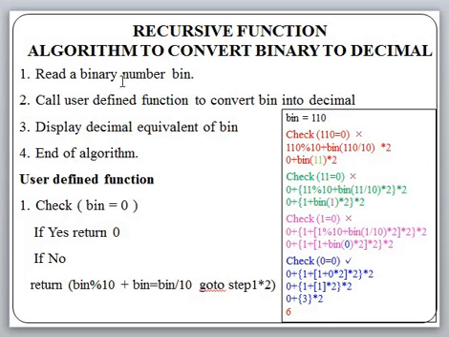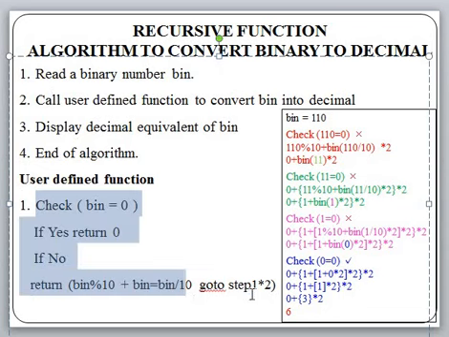Now let us consider a value for this algorithm. Let us say the binary value read from the keyboard is 110. We read a number from the keyboard, it is 110. Then we have to call the user defined function. This user defined function has only one step. We execute these steps after the second step of the main part of the program.